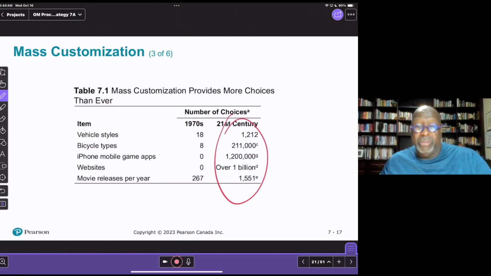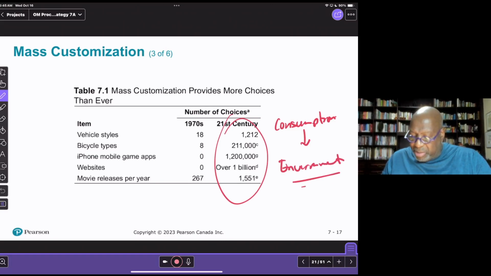So mass customization has led to increased volumes. Of course, that also means increased consumption. And if we have increased consumption, what does that do to the environment? While we say we created technology that allows us to customize things, we are also, as a result, producing more products, more variety, and we end up polluting the environment a whole lot more.